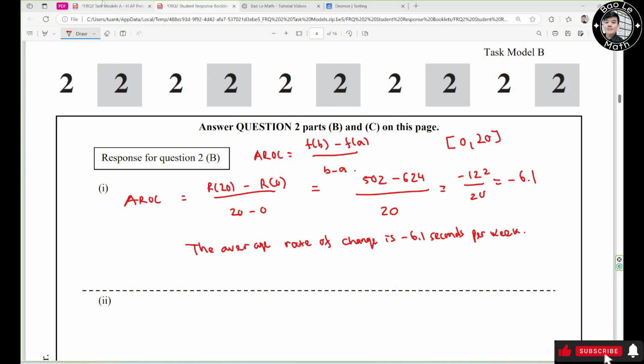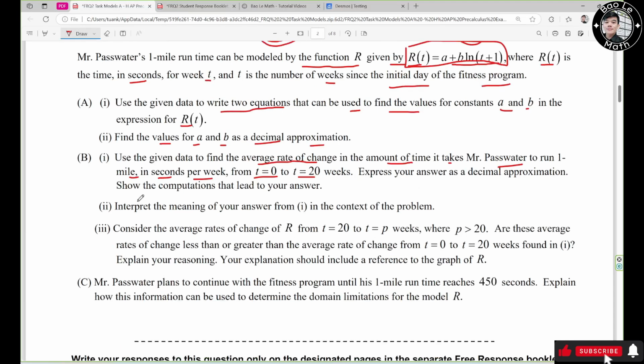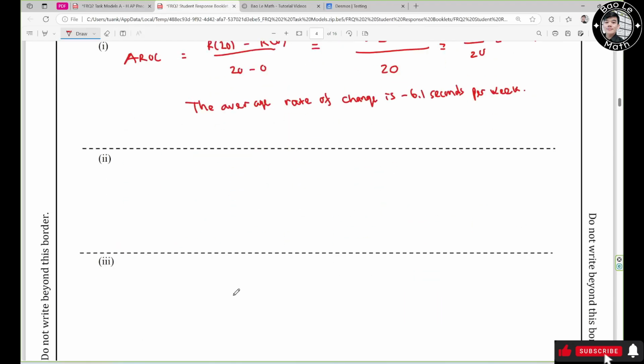Now let's move on to B 2I. Interpret the meaning of your answer from B 1I in the context of the problem, right? So you're gonna say, on average, the amount of time it takes Mr. Passwater to run 1 mile in seconds per week is decreasing by about 6.1 seconds per week from t equals 0 to t equals 20 weeks, right? Because the rate of change is negative, right?